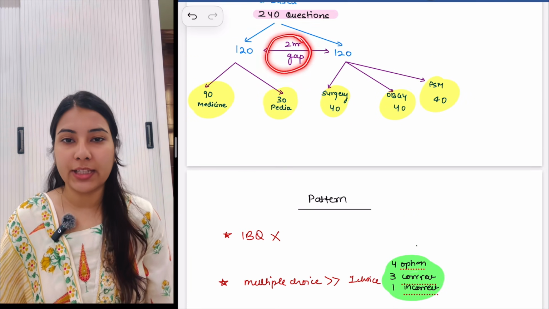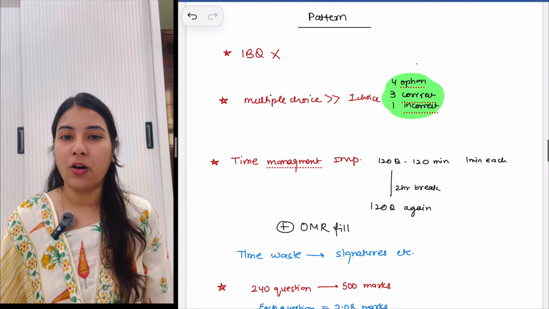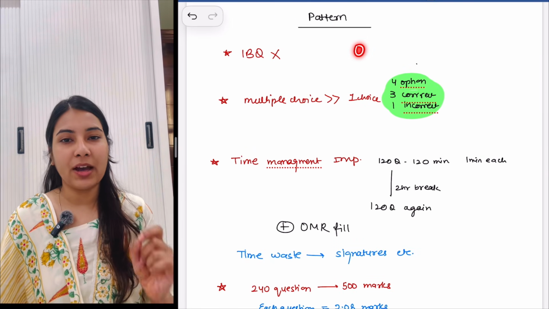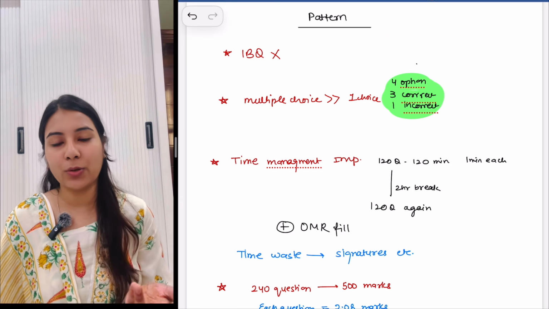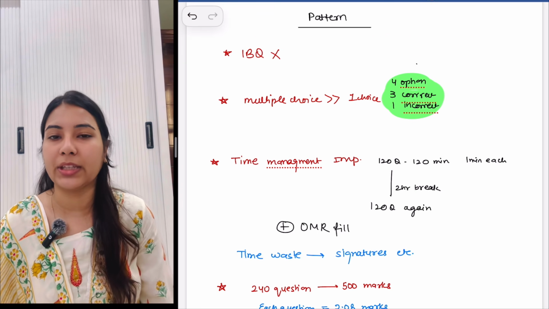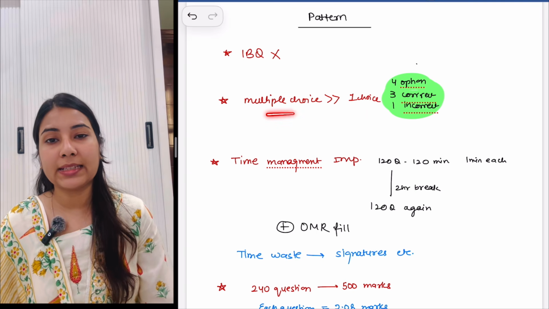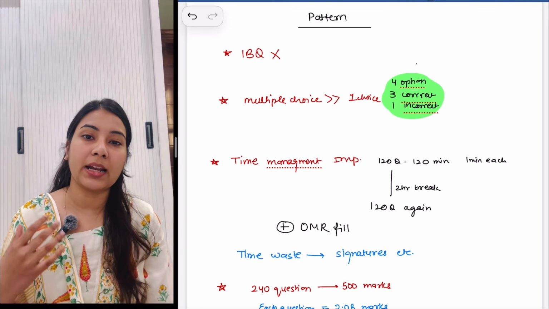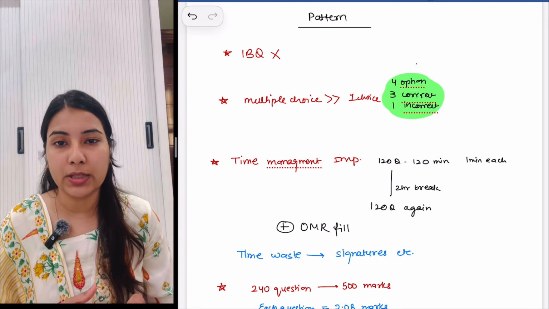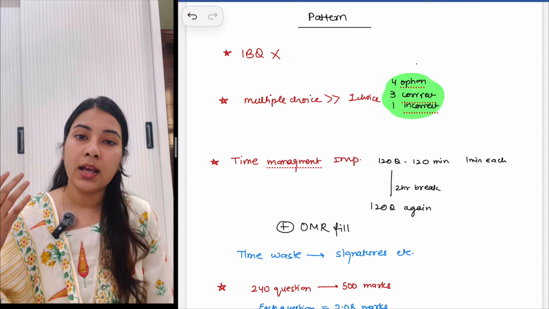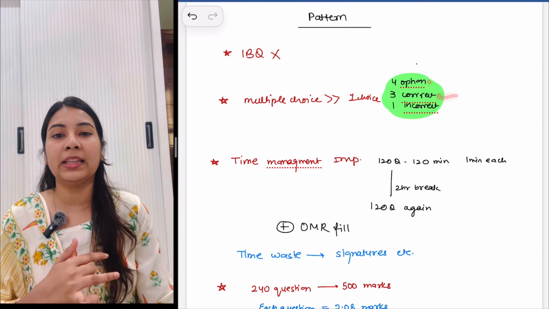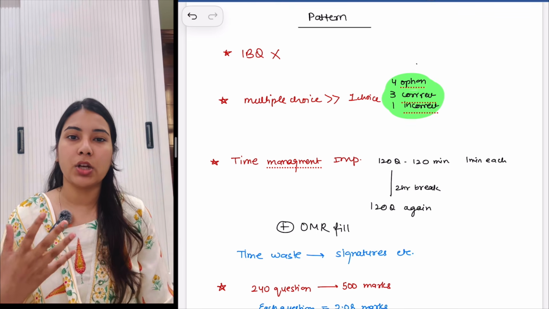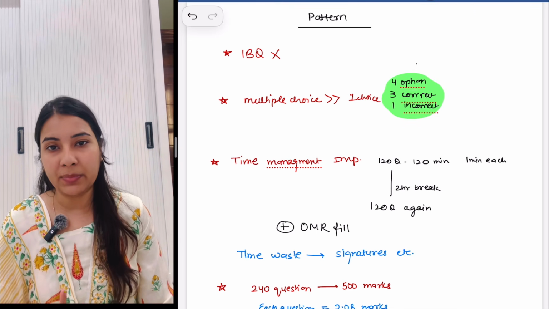So the pattern for the exam. It is an offline based exam, and you have OMR sheets for it. The first thing is there are no image based questions, so you don't have to practice image based questions for the examination. The next thing is the multiple choice questions are asked more than the single choice questions. Like in most of the cases, you get 4 options and 3 options are correct and you have to find the incorrect one. So multiple choice questions dominate this examination.